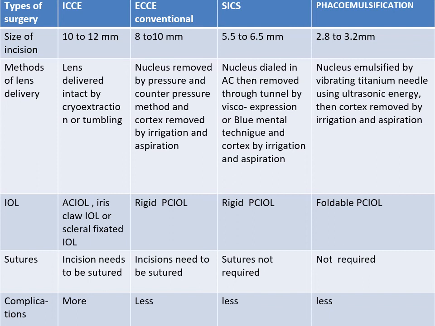Then intraocular lens implantation. In ICCE, it is difficult to put a posterior chamber intraocular lens because the capsule is not there. So we have to put an anterior chamber intraocular lens or other types like iris claw or scleral fixated lens. In ECCE and SICS we put rigid intraocular lenses in the posterior chamber. In phacoemulsification, we use the foldable intraocular lens.